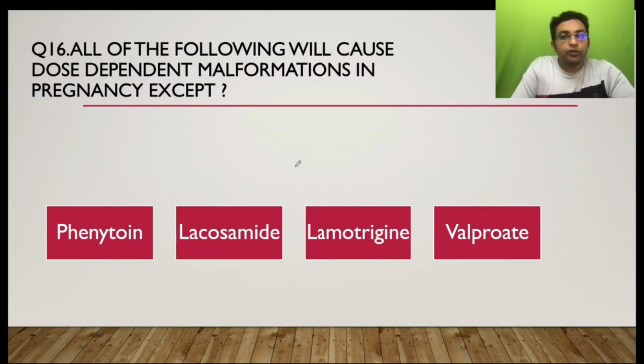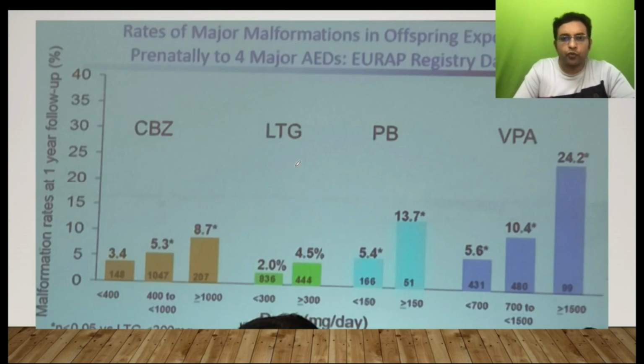All of the following will cause dose-dependent malformation in pregnancy, except. So what do you think? Most of the studies on malformation risk in pregnancy looked basically into the first and second generation drugs. So what would be an exception to this? Valproate is notorious for causing dose-dependent malformations. So which are the exceptions? Is it phenytoin, lacosamide, lamotrigine or valproate?